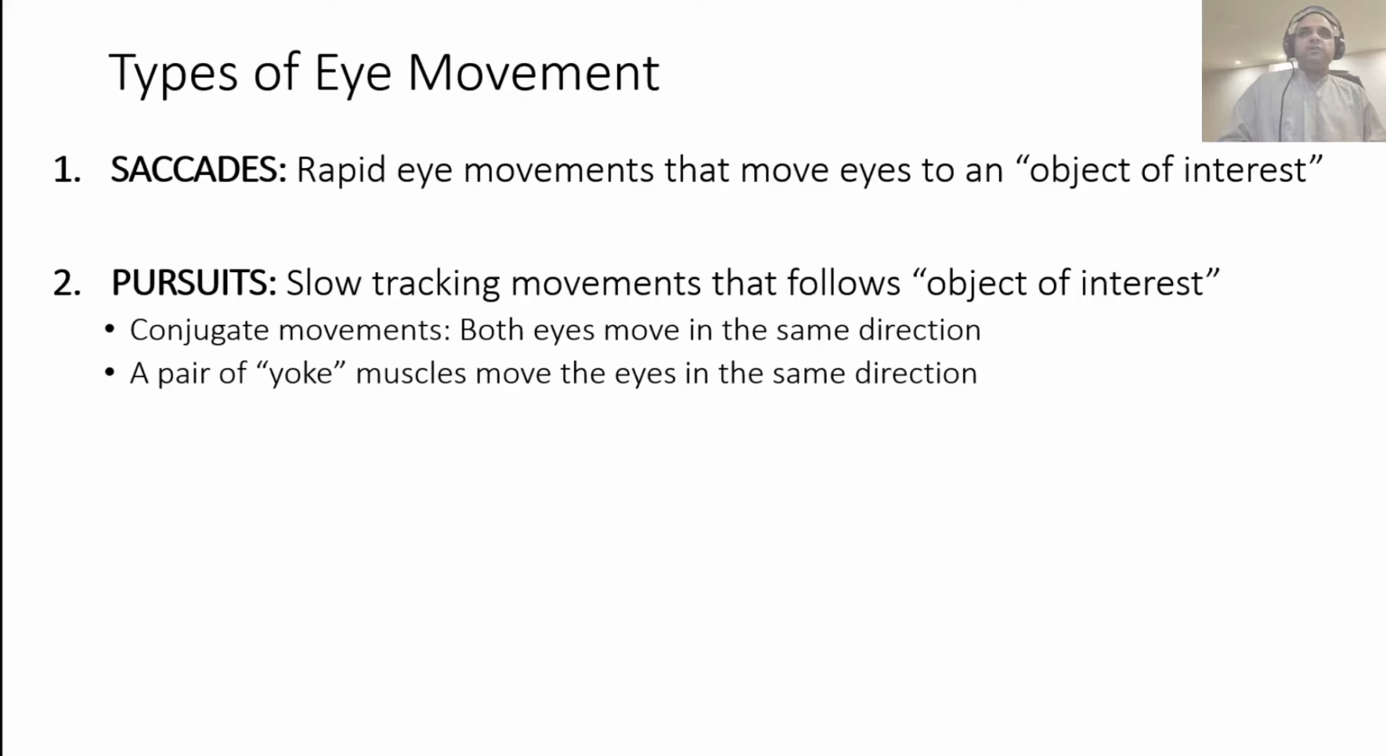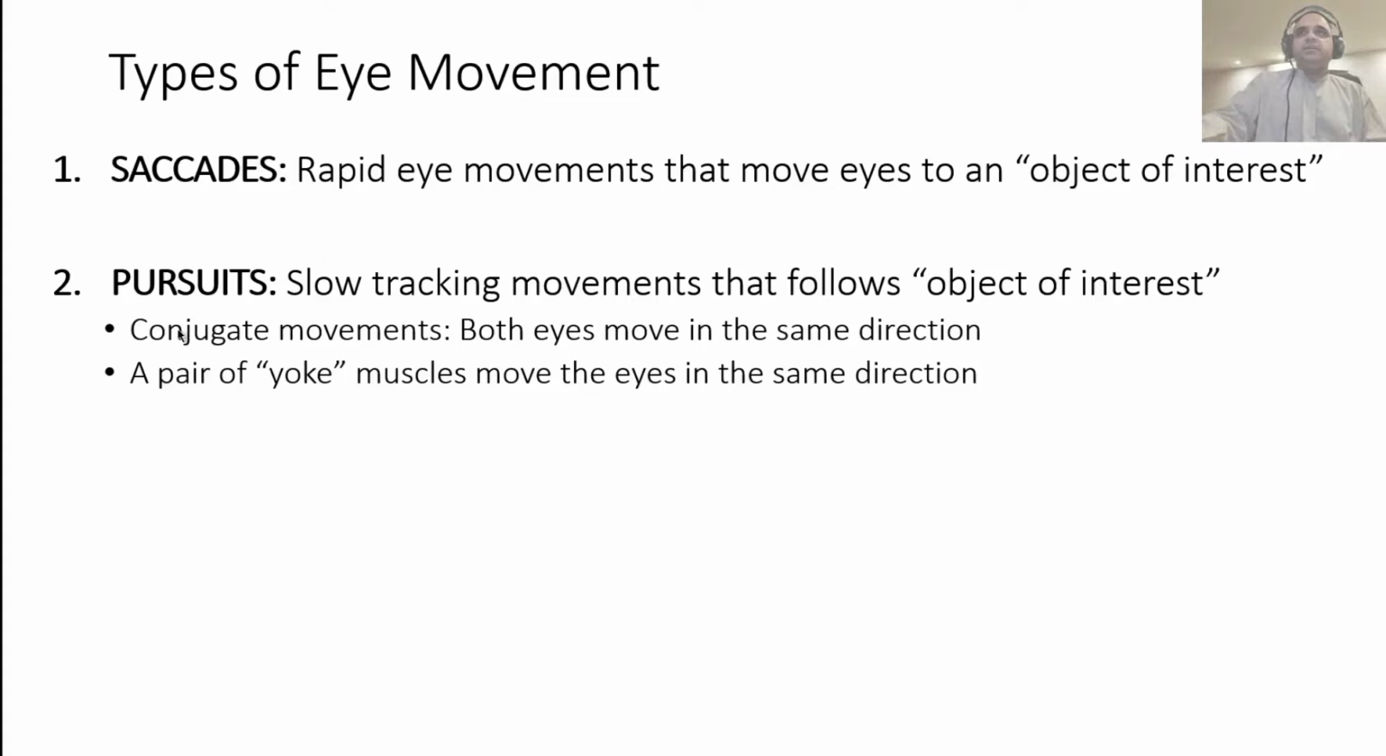And these are also called conjugate movements because both of your eyes are moving in the same direction. That happens because a particular muscle in one eye is paired to another muscle in the other eye, a complementary muscle, and both of these muscles are then called yoke muscles. Yoke muscles are like a yoke on a horse, so that when you want to turn, you are pulling the ropes in a way so that you are tightening one and relaxing the other. This is a very similar mechanism by which muscles in both eyes either contract and the opposite muscles relax in both of the eyes.